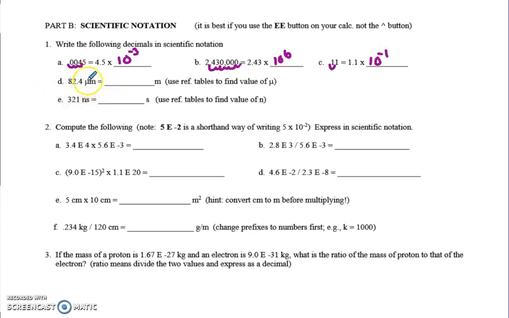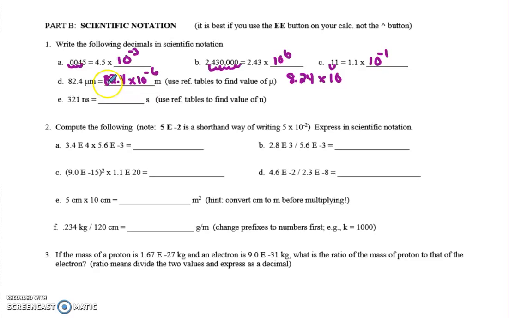Micro, if you look up what micro is in your reference tables, this funny looking U, you will see that it is 10 to the minus 6. So you can write this as 82.4 times 10 to the minus 6. Now this is also equal to 8.24 times 10.